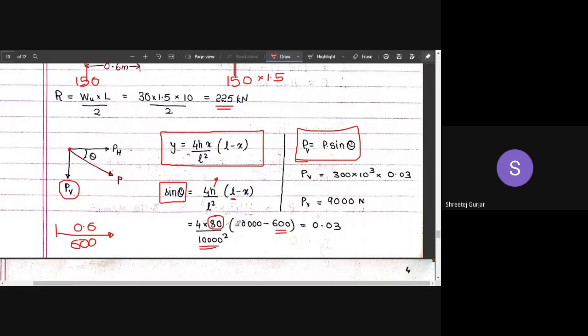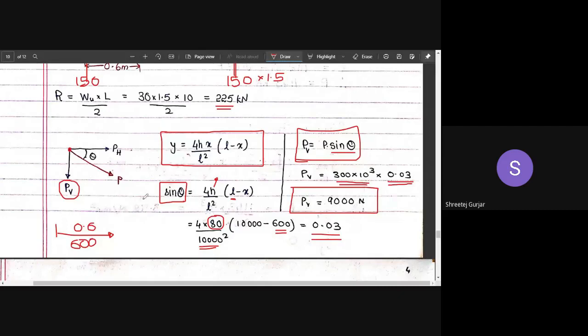Now, sine theta is equal to what? It is equal to 0.03. So now we can substitute sine theta 0.03 in this equation, and the P value is 300 kilonewton. Hence we have found PV, that is equal to 9,000 Newton.